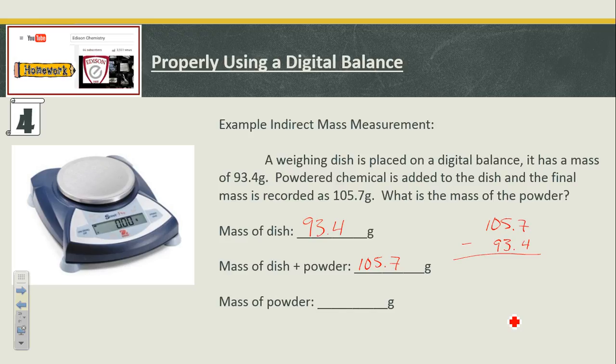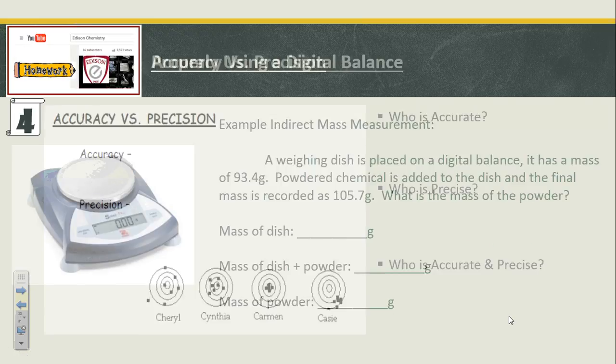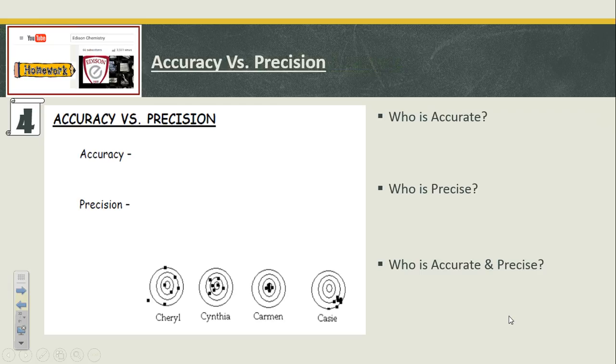7 minus 4 is 3. 5 minus 3 is 2. 10 minus 9 is 1. 12.3 grams is the mass of the powder. So that's mass by difference, very similar to volume by displacement. Simple enough.